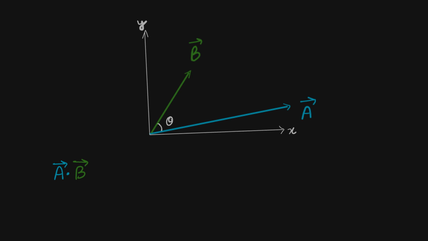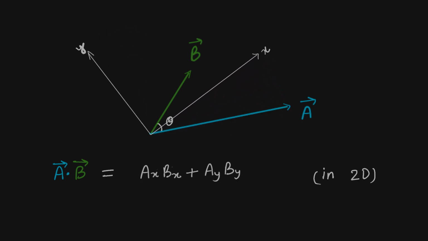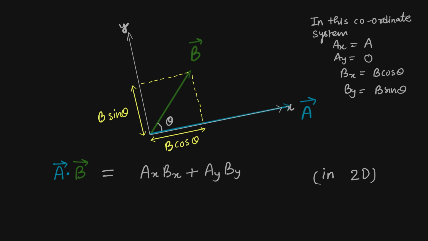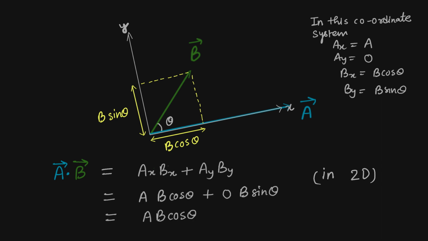Suppose we choose a special coordinate system in which the x-axis lies along the vector A, then the dot product reduces to this. And this is the length of the vector A times the component of vector B in the direction of A, that is B cos theta. So this is another clever way to get the dot product of the two vectors in terms of the length of each vector.